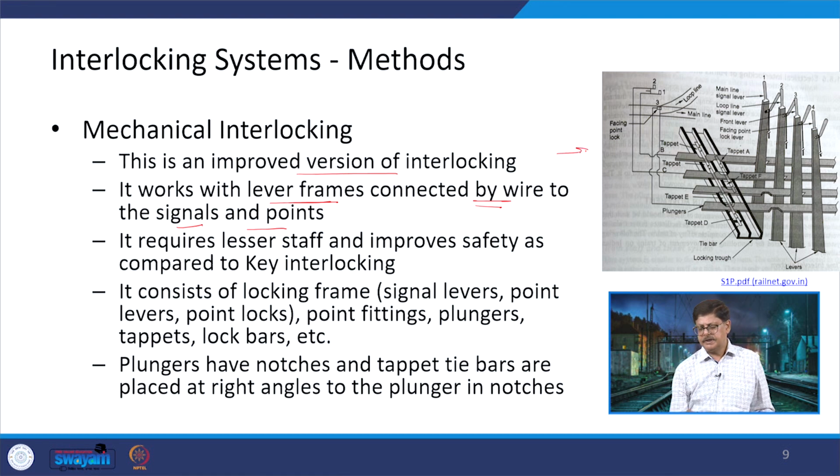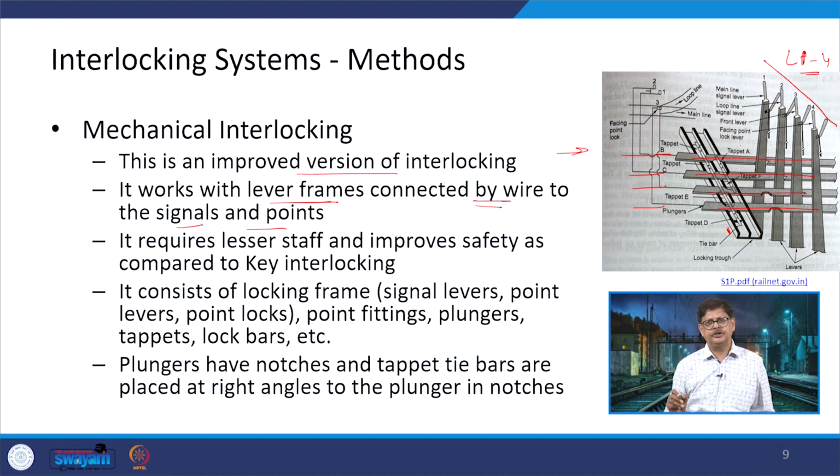If you see on the right hand side, there are 4 levers being shown here. These are levers 1, 2, 3 and 4, and at the bottom there are horizontal bars. These horizontal bars are basically the frames used for the locking of the various tappets, and then at 90° to that there is another arrangement, wherein the tie bars and tappets are connected. In one case 3 things are connected, in another case there are 2 such tappets, and then all of these levers finally get connected by wires to the track and to the signals.